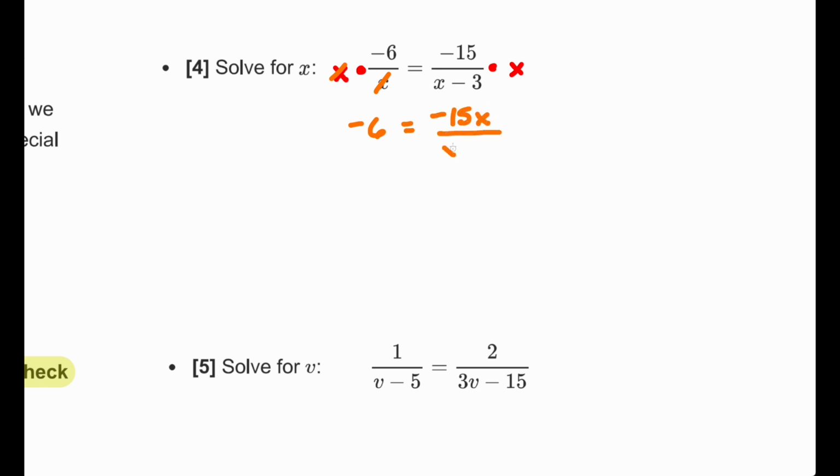-15x over x minus 3. So basically the x went up here, so it's with the -15x. So we have something like this. Now we are not out of the woods yet because we still have another fraction. So what we need to do is now multiply both sides by that denominator. I multiplied by the x before, now I'm going to multiply by x minus 3. This is going to be times, so I'm going to put parentheses there. The x minus 3's are going to cancel here, and you're going to end up with -15x is equal to, and then I'm going to distribute on that left side, -6x plus 18.